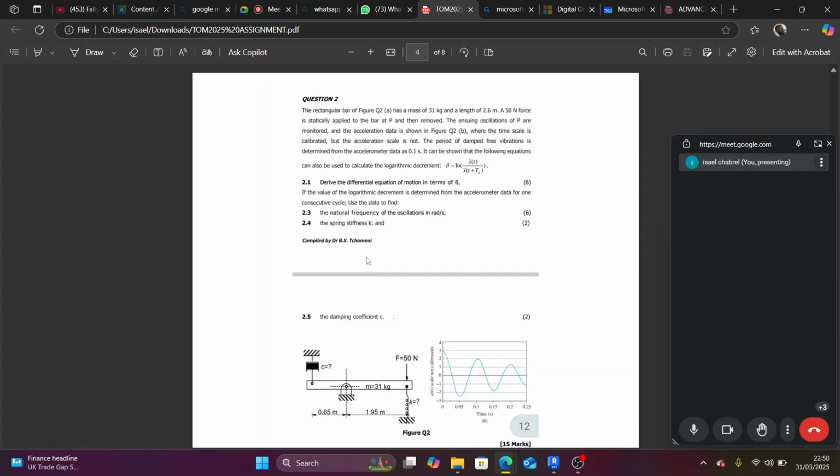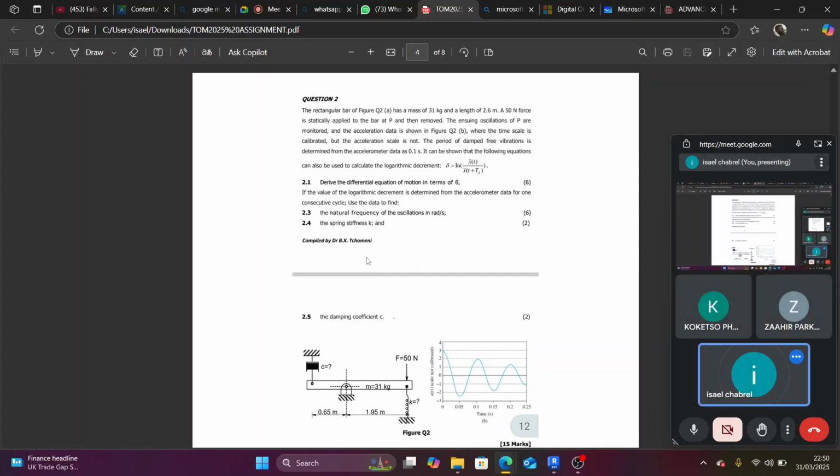The good thing is you have an idea of what's happening here, so I like it. But there is something important here. They said to get what? We have 2 unknowns. We don't have c, we don't have k. But they said the value of the logarithmic decrement is to be determined from acceleration data from one consecutive cycle. Do you know what one consecutive cycle is? Find it in the data. One consecutive means n equals 1.